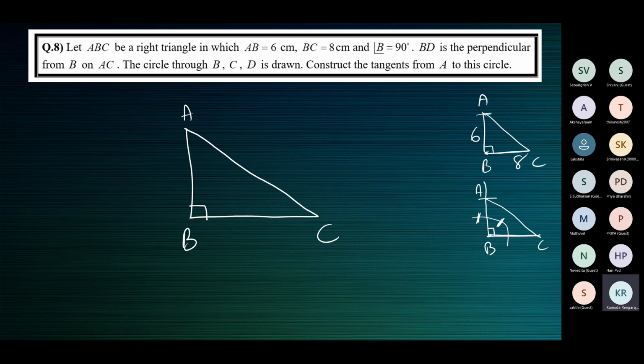BC 8, construction of 90 degrees here at B, with B as center, radius 6 centimeters, arc here, that's the point A, and we join AC. Okay, so we've constructed the triangle. BD is the perpendicular from B on AC. So there's a new point D. BD is the perpendicular from B on AC.